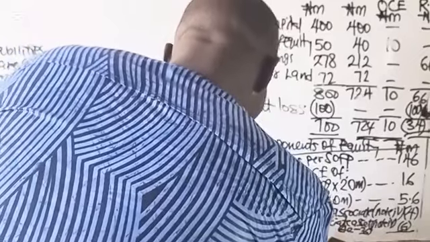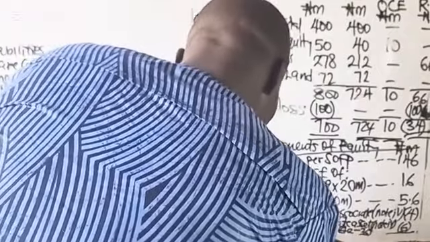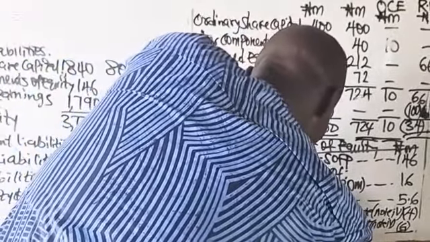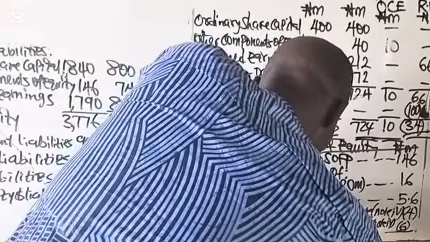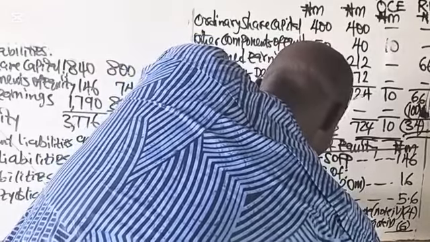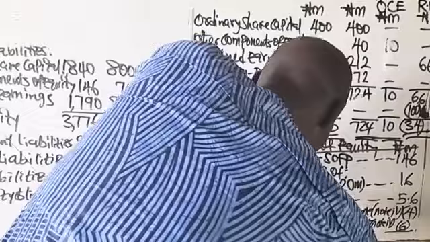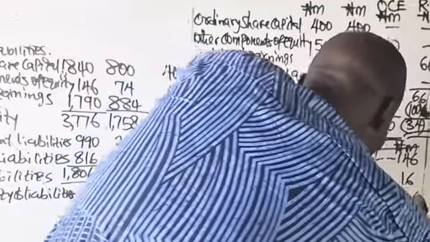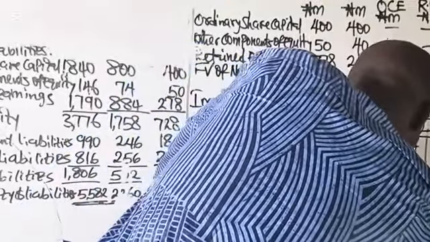The percentage of Sports PLC's stake in Football is not 80%, it's 70%. So let me make that correction here. Please note this. It has been corrected. 70% of 20 million, that is 14 million.